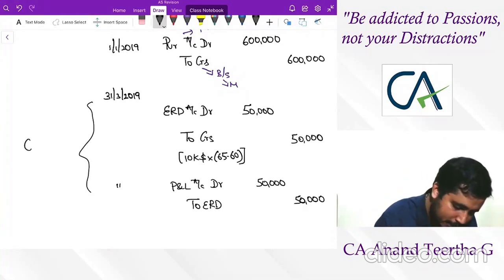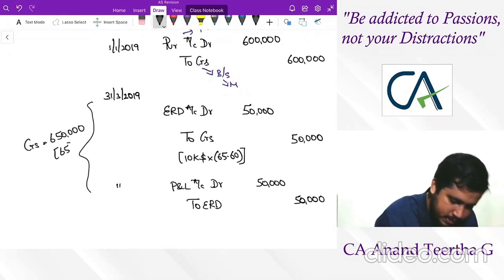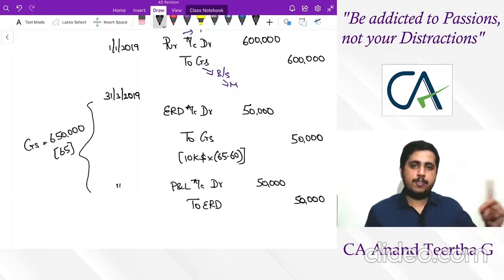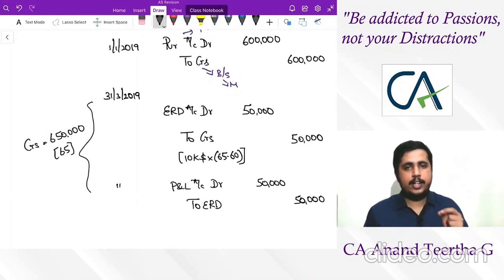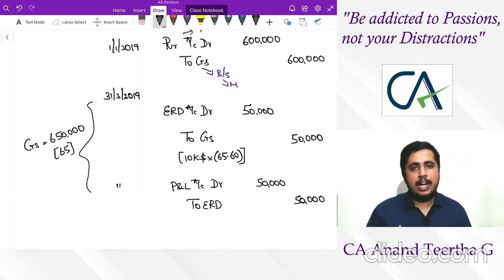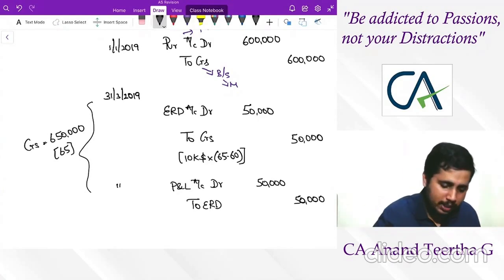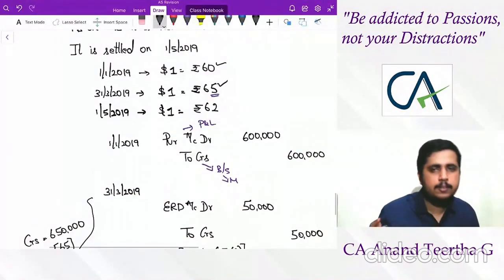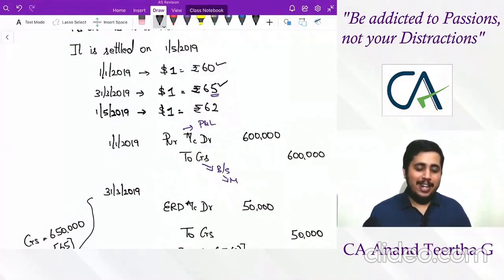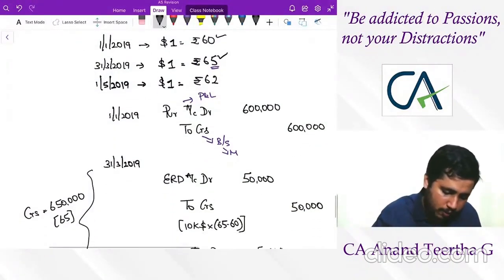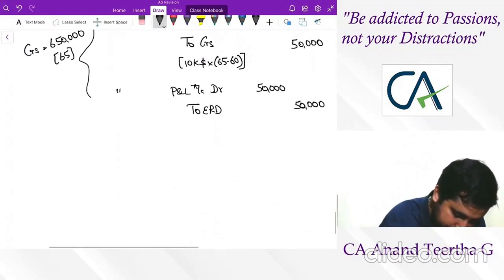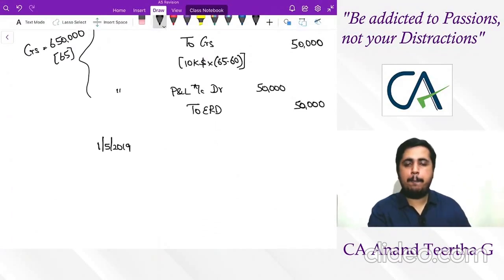Because of this, what happened? The revised balance of creditors is now 6,50,000, which is basically at 65 rupees. Because on the first day you calculated the creditor at 60, for that you now added 5 rupees. So now it is at 65, which is the balance sheet date rate. Okay, now comes the next year, on 1/5/2019. What are you doing? You are paying them off.